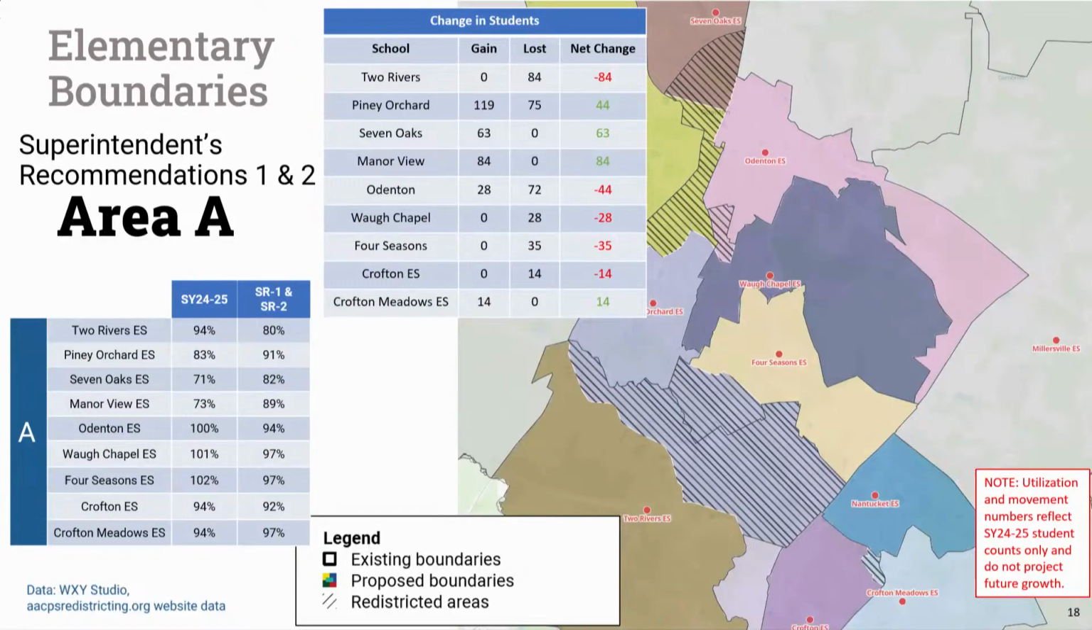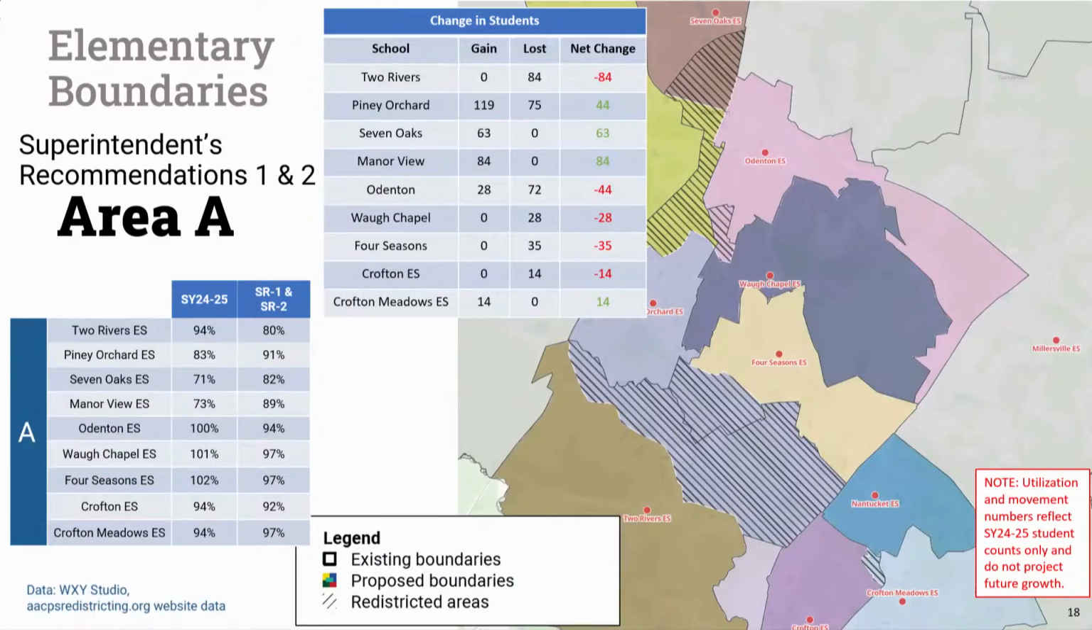In addition, 75 students are moved from Piney Orchard to Manorview. A net gain of 44 students is achieved for a utilization of 91%. At Seven Oaks Elementary School, 63 students are gained from Odenton. At Manorview Elementary, 84 students are gained from Piney Orchard. At Odenton Elementary, 28 students are moved from Wachapel Elementary School to Odenton, and 9 students are moved to Manorview Elementary, and 63 are moved to Seven Oaks. A net loss of 44 is achieved to get to 94%.